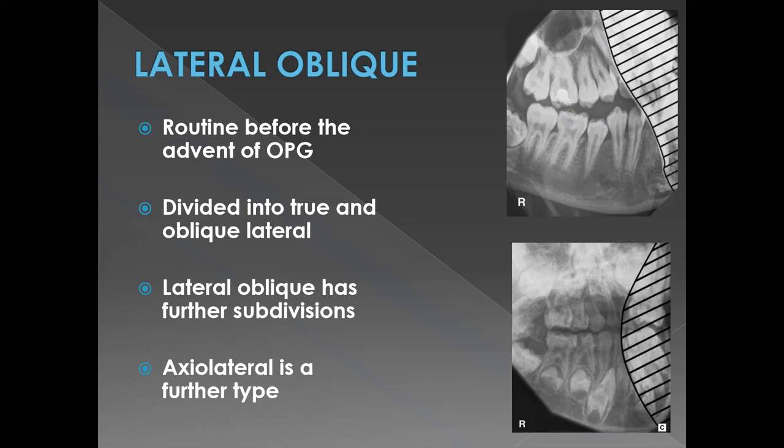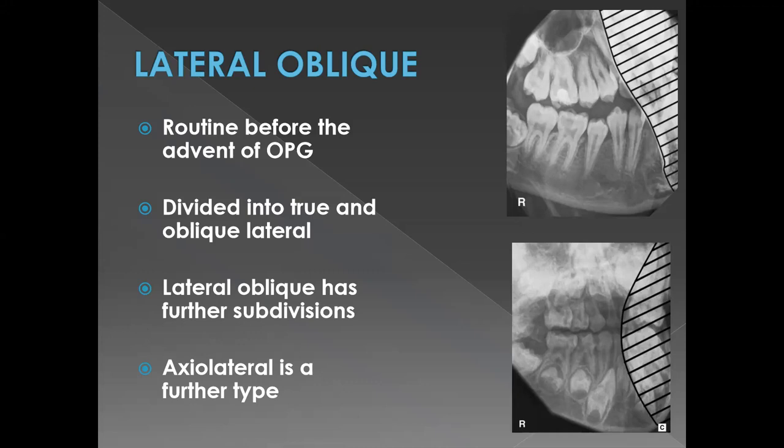All right, excellent. So, like I was saying, the lateral obliques were very common before the advent of the orthopantomogram. It has two divisions somewhat. One is the true lateral, which I have already taught you in the mid-face portion of X-rays, and you have an oblique lateral. The oblique lateral has further subdivisions, in which one is done to evaluate the canine area of the mandible and one is done for evaluating the molar area of the mandible.